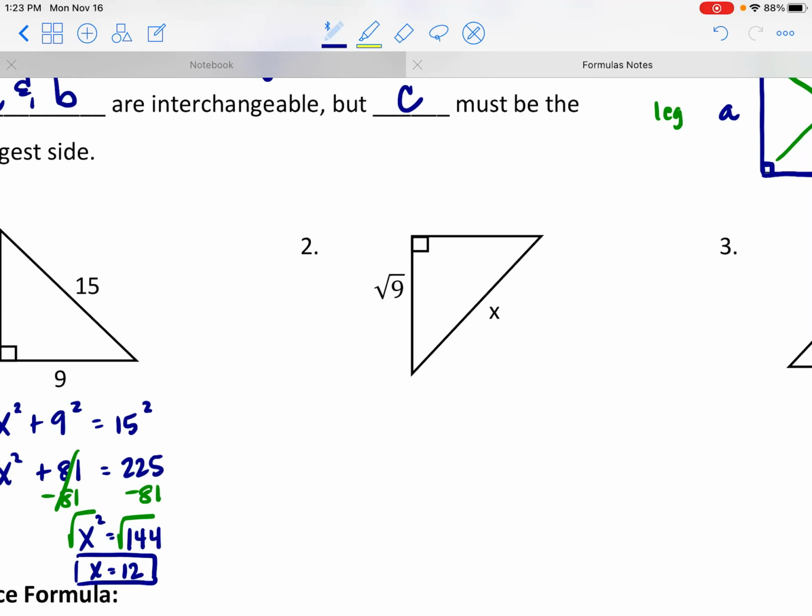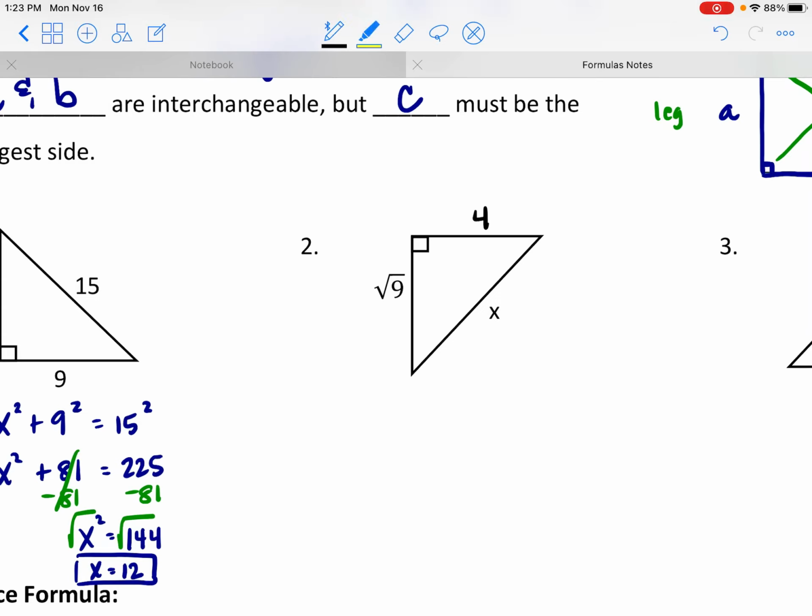Well, let's just say that this side was 3. You're only going to be able to find one missing side. Let's not make it 3. I don't think it matters, but I'm not sure why I didn't label that side. Let's pretend that 4 was already there. Okay, so we've got 4, we've got square root of 9, and we've got x.